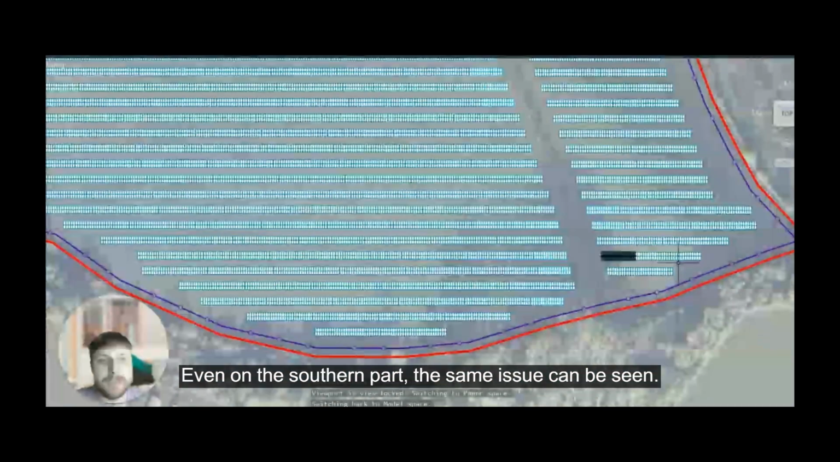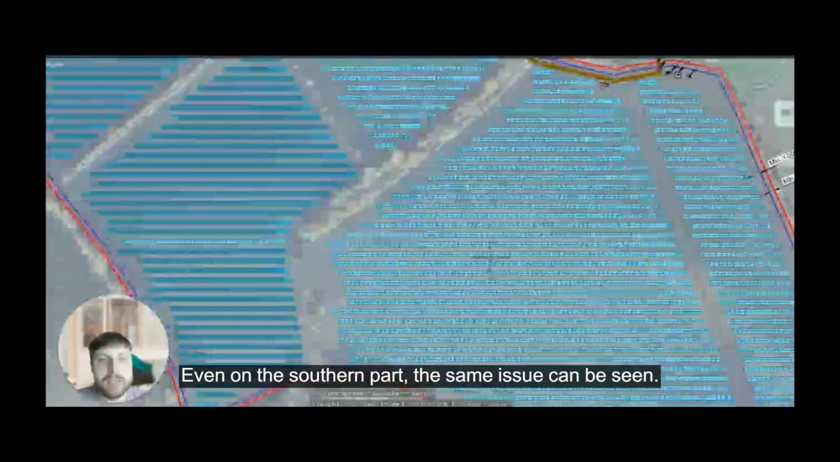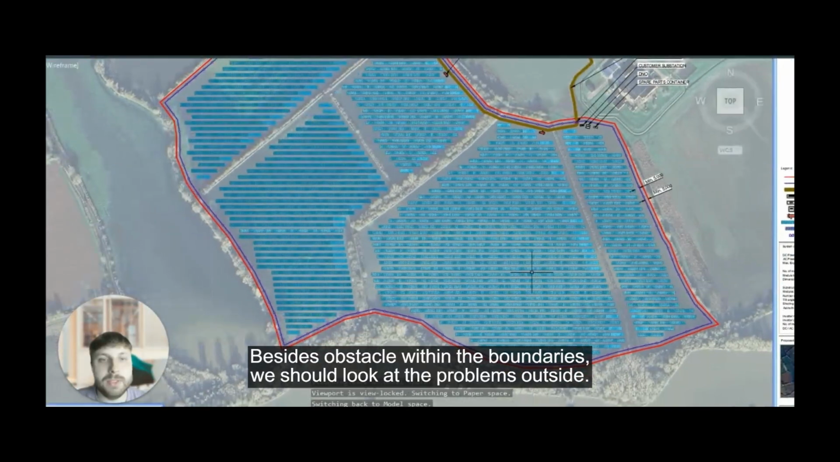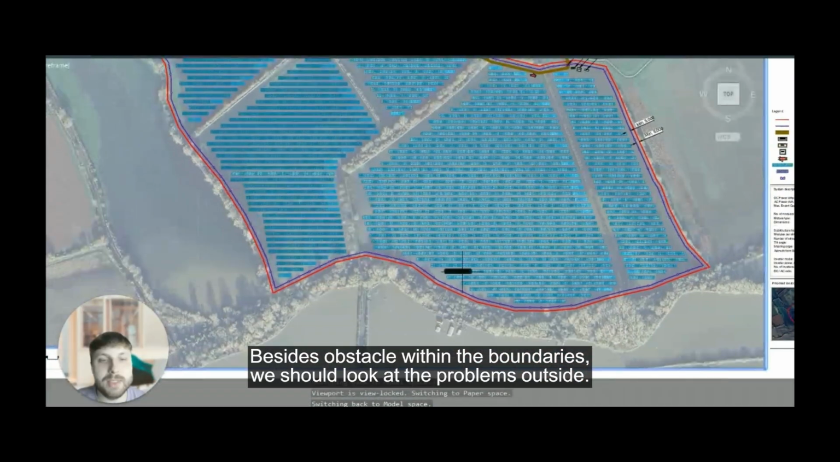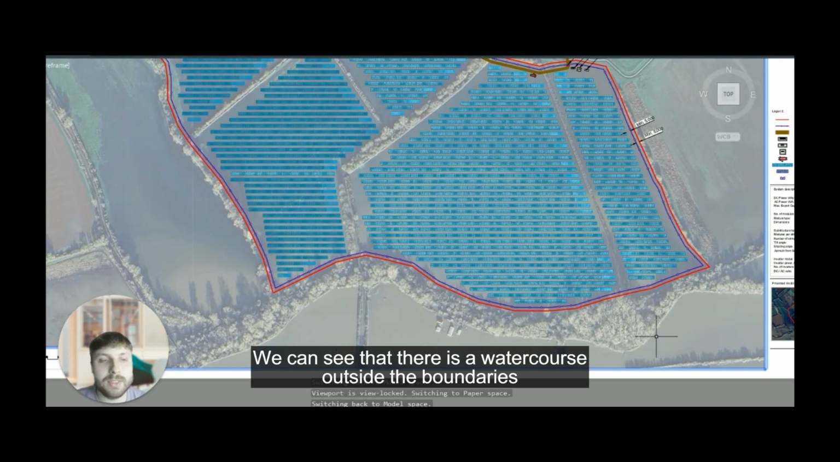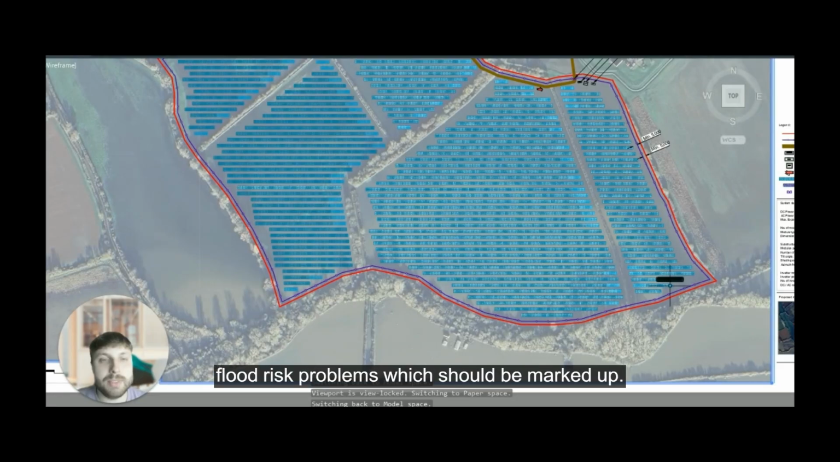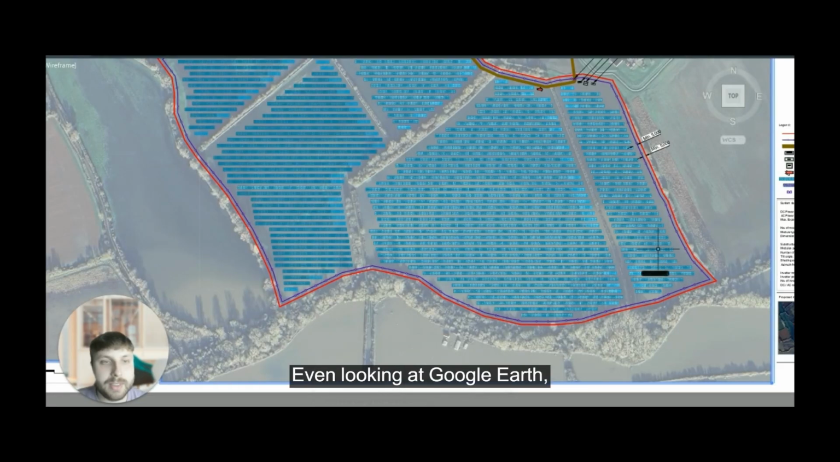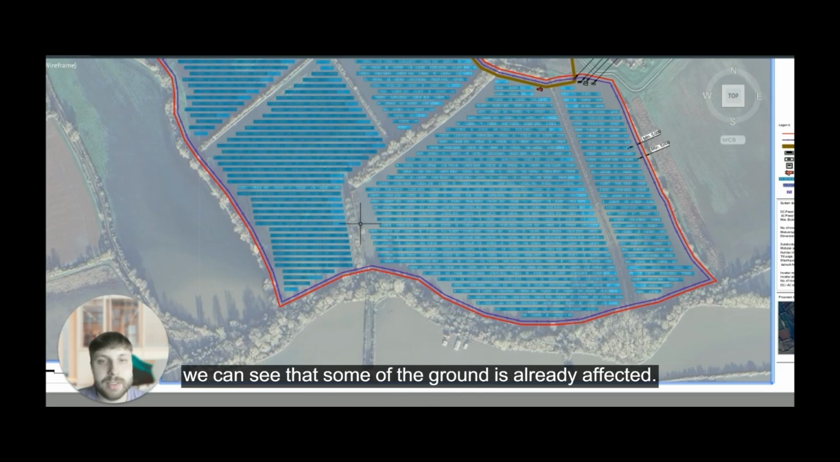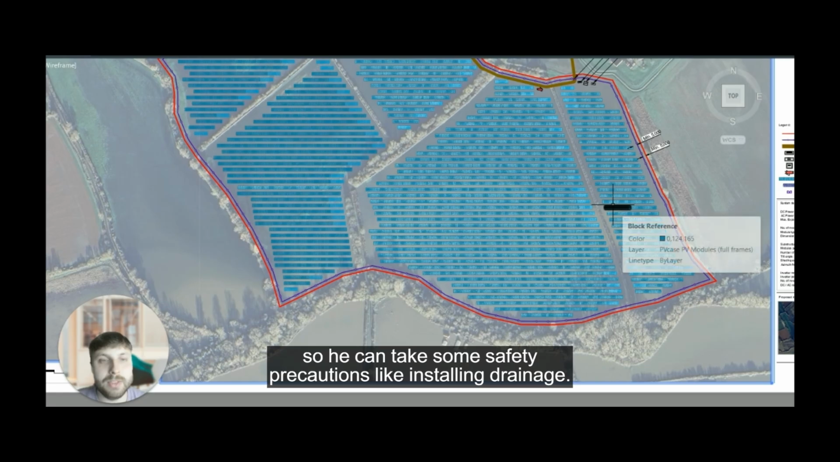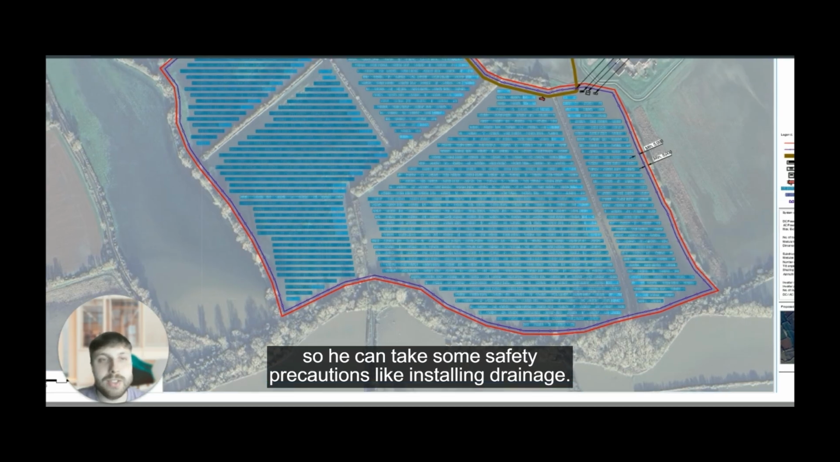Even on the southern part, the same issue can be seen. Besides obstacles within the boundaries, we should look at the problems outside. We can see that there is a watercourse outside the boundaries, which could signal some flood risk problems, which should be marked up. Even looking at Google Earth, we can see that some of the ground is already affected, which means either the soil is wet or the water is standing. So this should be indicated to the client so he can take some safety precautions like installing drainage.